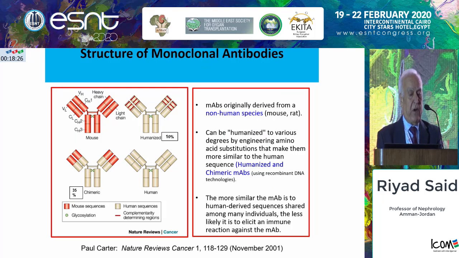Now, what are monoclonal antibodies? As is clear here in red, this is the mouse. All monoclonal antibodies are originally derived from non-human species, mouse and rats. Then by humanized engineering, to various degrees, some of the amino acids present in the variable region are substituted to minimize immunogenicity. So in the left corner, you see 30% when the whole variable region is changed. That will be chimeric. And when only a few parts are changed, on the top right side, 10%, we call that humanized.